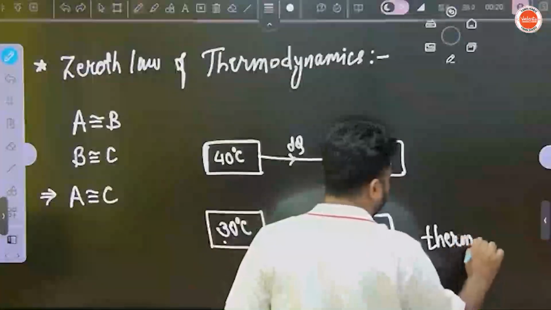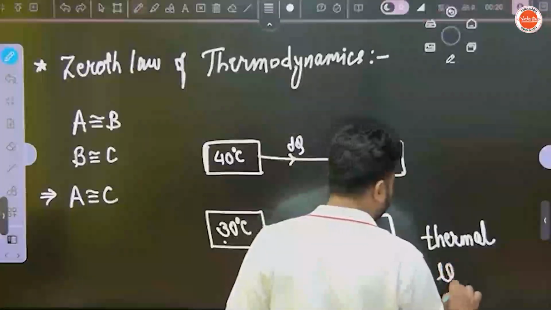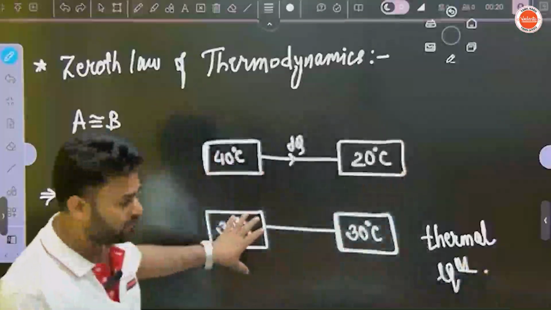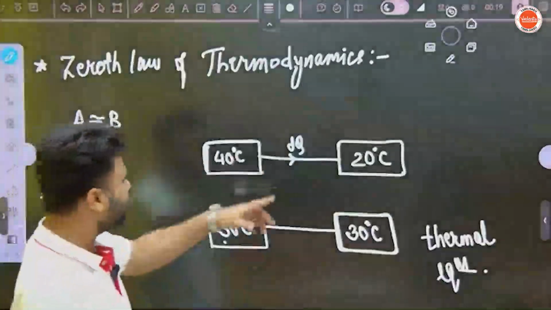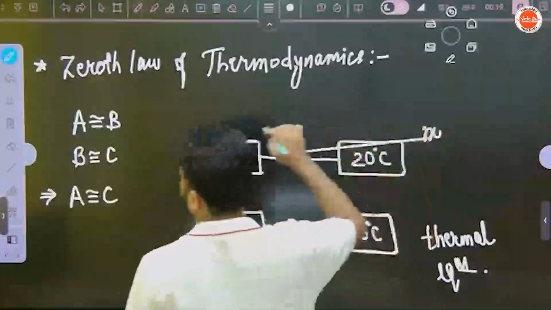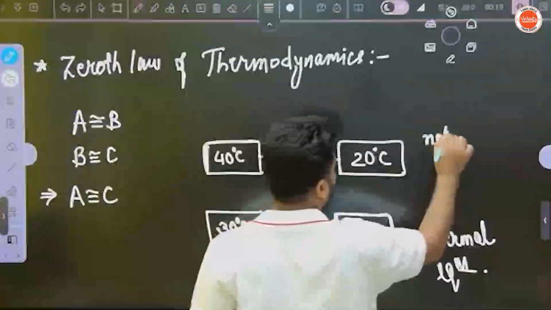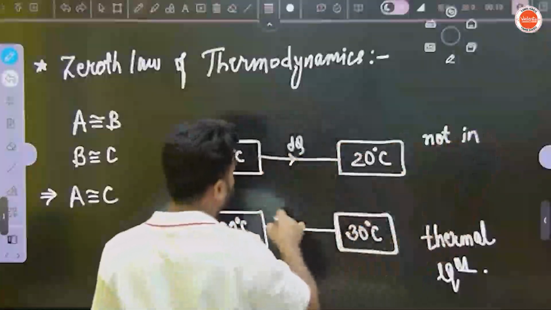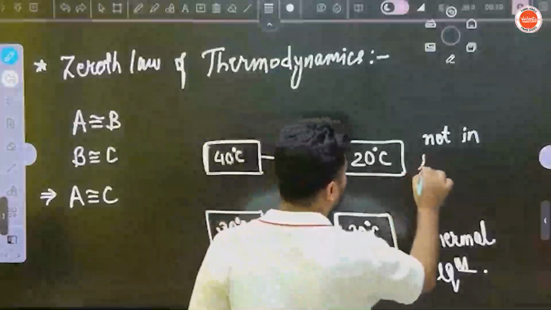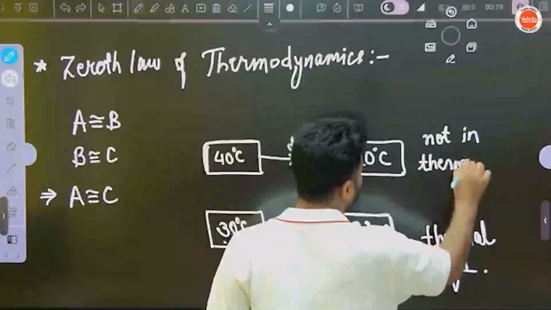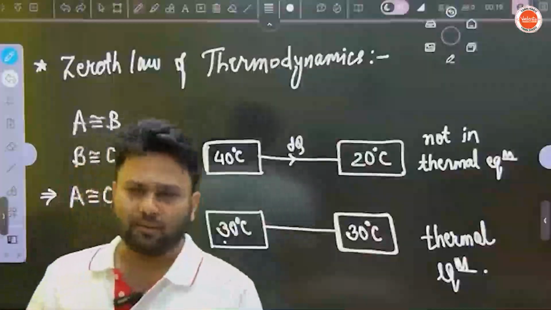When the properties of the body or the temperature of the body does not change, this is called thermal equilibrium. This object is now in thermal equilibrium, and this object is also in thermal equilibrium. Now no heat will flow. But here they are not in thermal equilibrium, because heat is flowing, so temperature is changing. But here temperature remains constant. So thermal equilibrium means temperature will be constant.